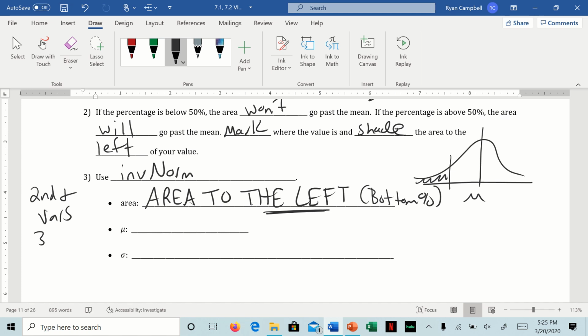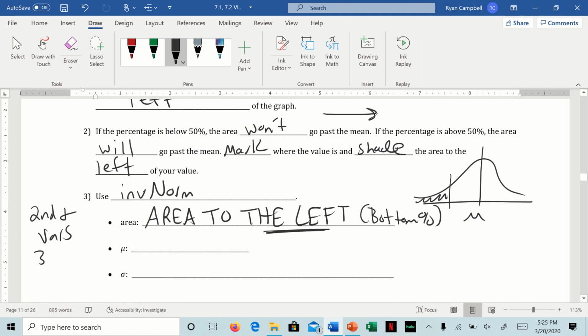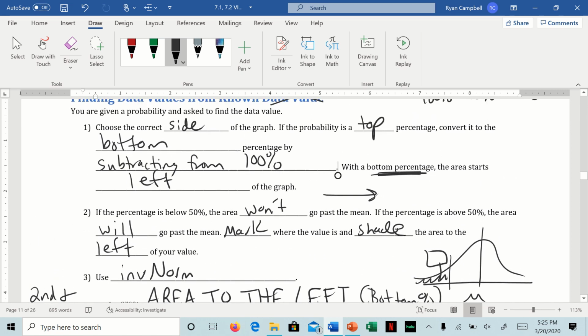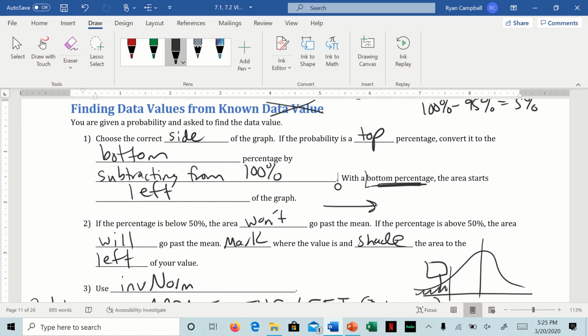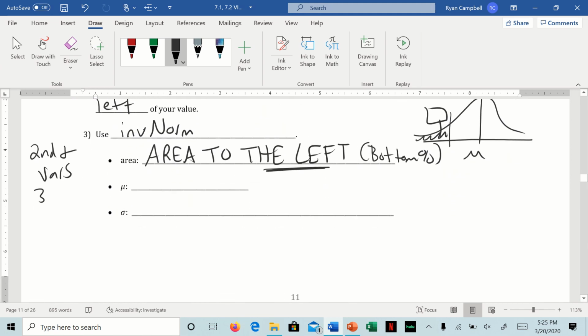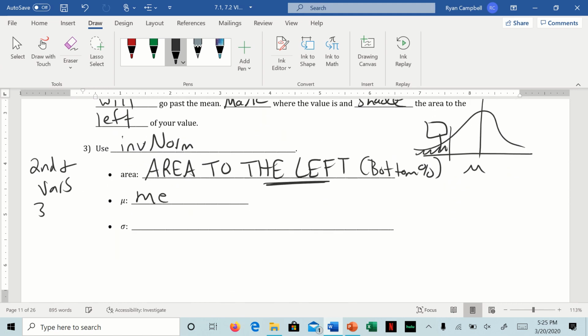So as long as you followed everything I said, that's going to be easy. You don't have to think a second thought, right? The area is whatever you were given, or whatever that bottom area is. That's what you're going to type in. So as long as you followed my steps and always make sure you always do the bottom percent, then that area is just going to be whatever that bottom percentage is. Then you type in the mean for the mu, standard deviation for sigma.